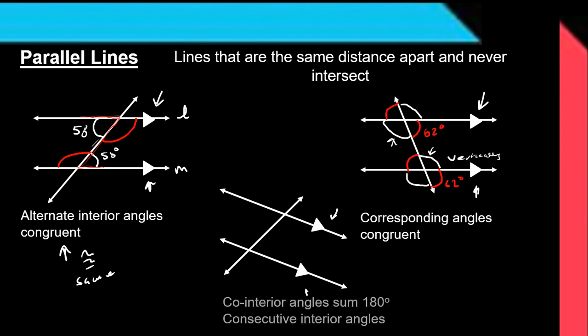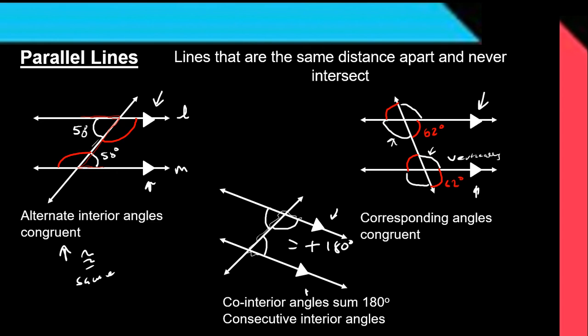And the last one we're going to look at is co-interior angles, or consecutive, depending on what curriculum you're doing, but they have a sum of 180 degrees. So if I have this angle and this angle, they are called co-interior. They are consecutive. They are next to each other. They make the letter C, if that helps, and they will equal 180 when I add them together.